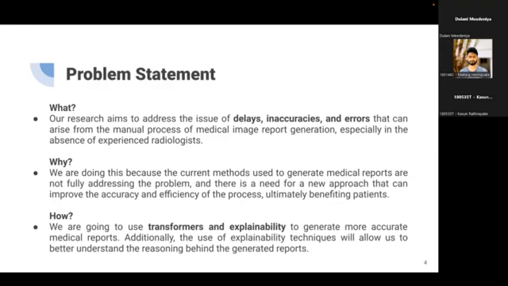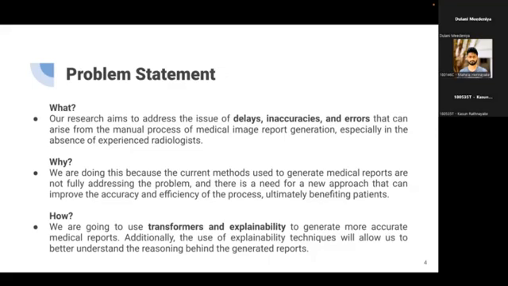And there is a need for a new approach that can improve the accuracy and efficiency of the process, ultimately benefiting the patients. And how we are doing this? So this is where advanced technologies such as machine learning and transformers can play a vital role in automating the process of medical image analysis and report writing. So ultimately leading to improved accuracy and reduced risk. Additionally, we are using explainability techniques, which will allow us to better understand the reasoning behind the automatically generated reports.